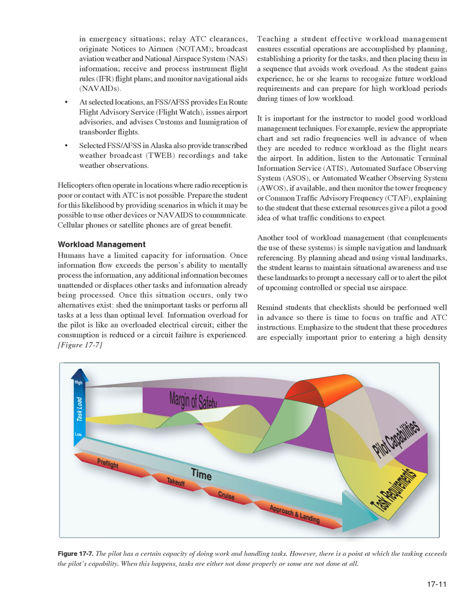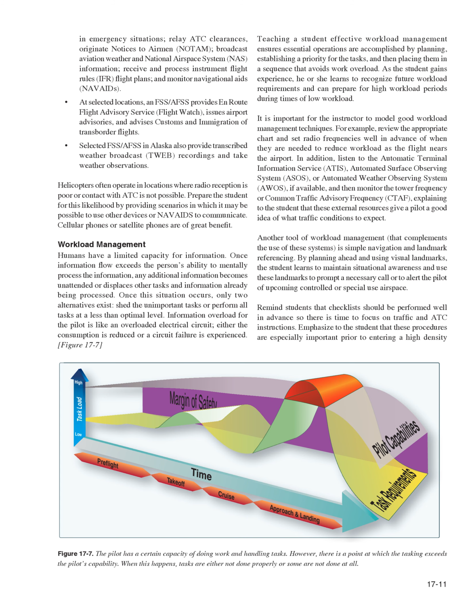For example, review the appropriate chart and set radio frequencies well in advance of when they are needed to reduce workload as the flight nears the airport. In addition, listen to the Automatic Terminal Information Service (ATIS), Automated Surface Observing System (ASOS), or Automated Weather Observing System (AWOS), if available, and then monitor the tower frequency or Common Traffic Advisory Frequency (CTAF), explaining to the student that these external resources give a pilot a good idea of what traffic conditions to expect.